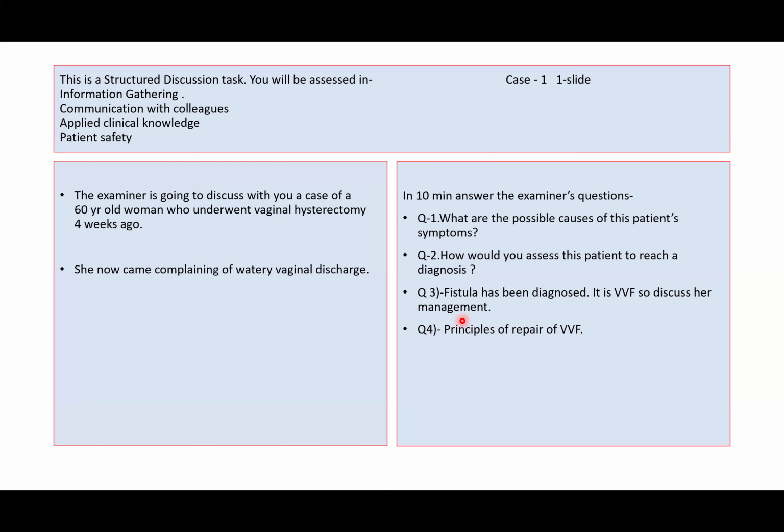Like repair should be done in 1 or 2 layers using absorbable polyglactin 2-0 or 3-0 sutures, and sutures should be 0.5 to 1 centimeter apart, and 0.5 to 1 centimeter lateral to the angle. And the repair should be watertight and should be tension free.